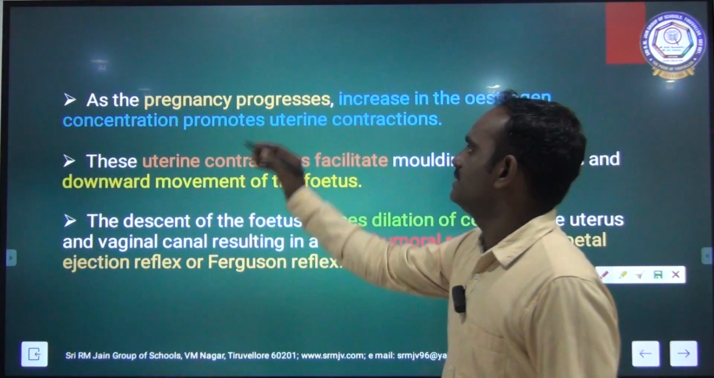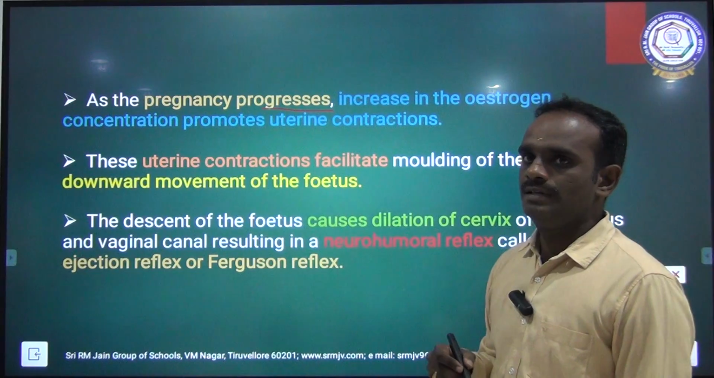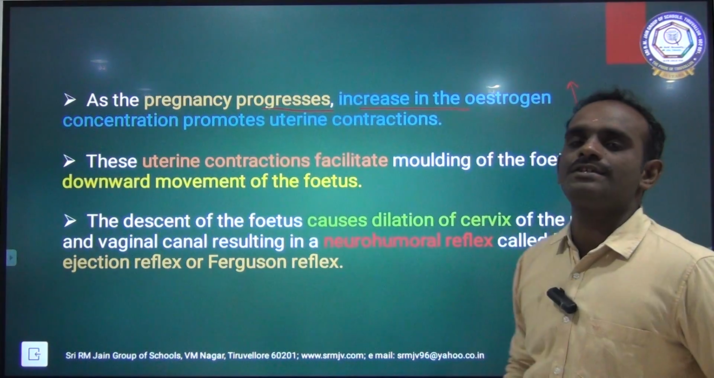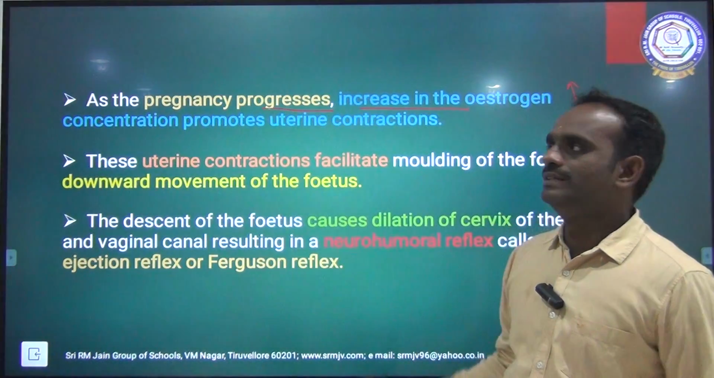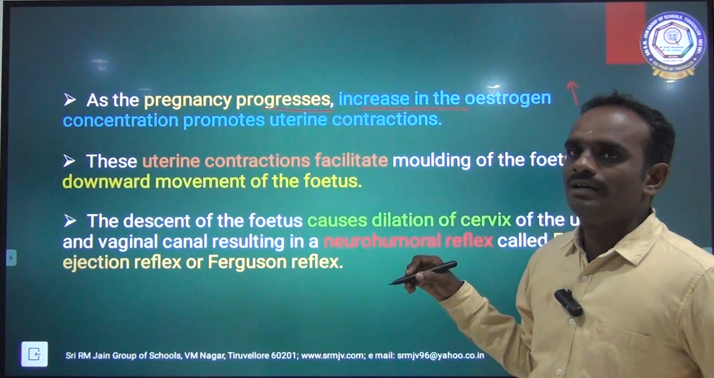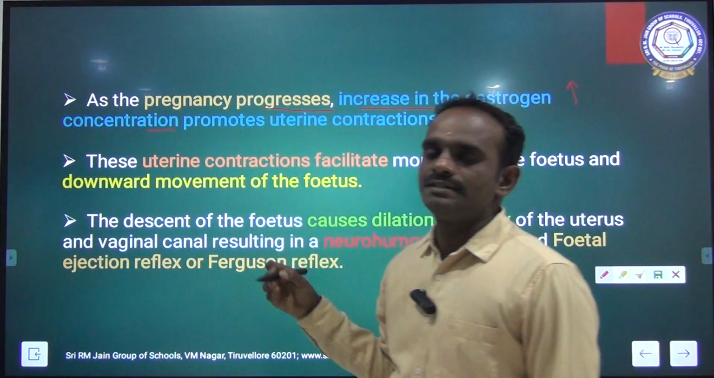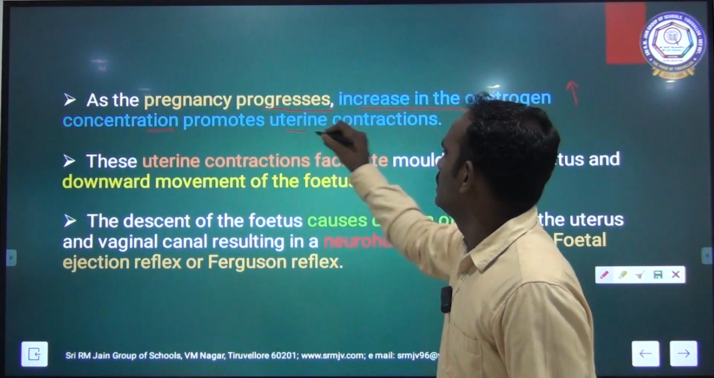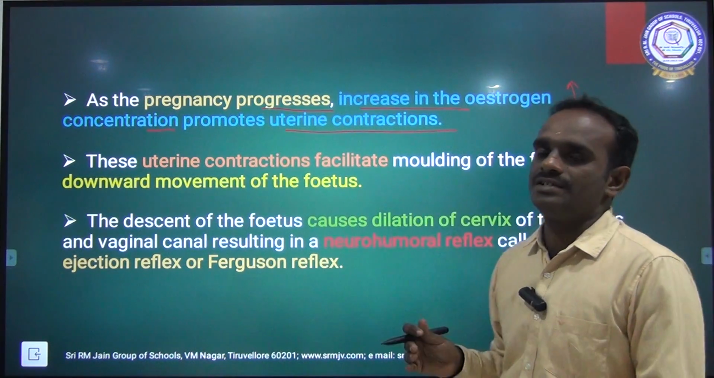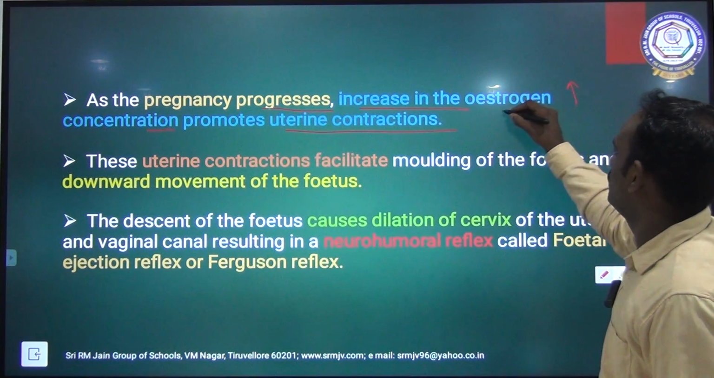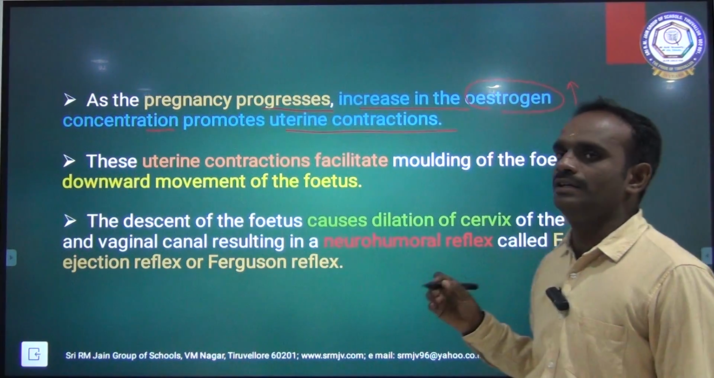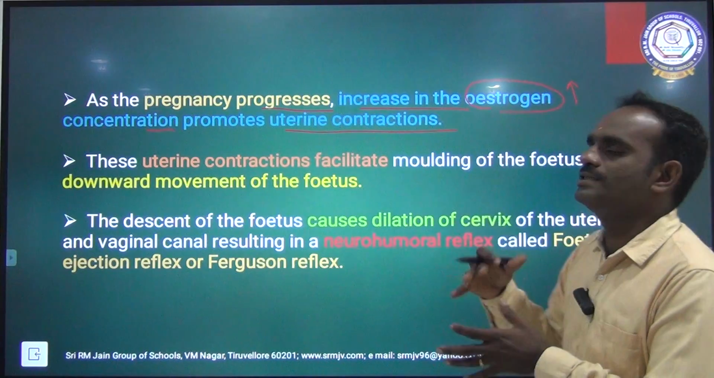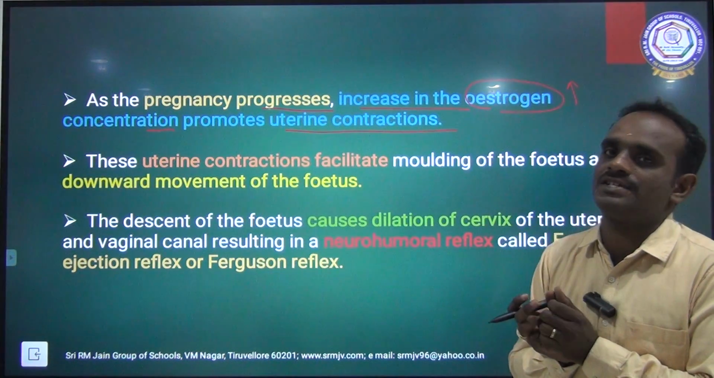As the pregnancy progresses, there is an increased level of estrogen hormone. This increased estrogen concentration promotes the uterine contractions. This hormone is essential for the promotion of uterine contraction.